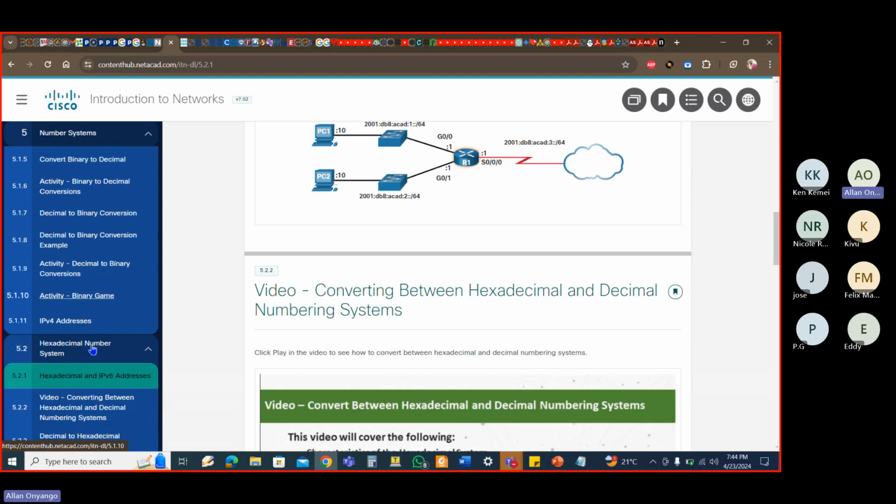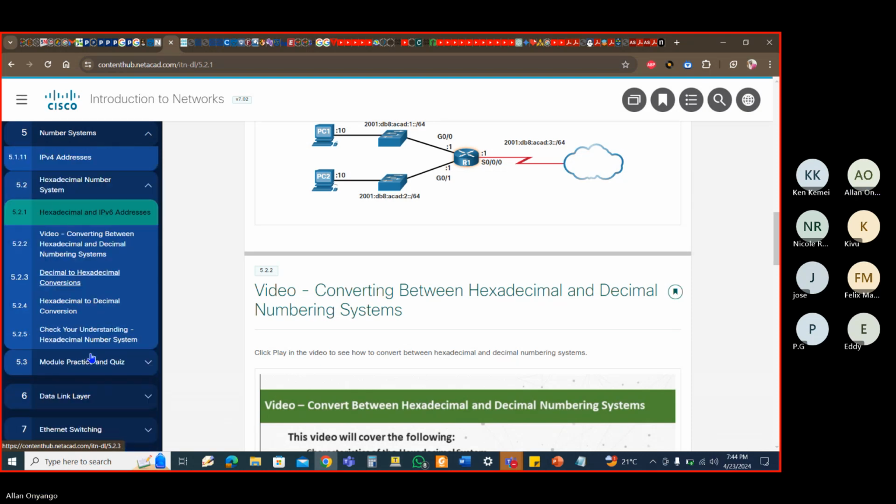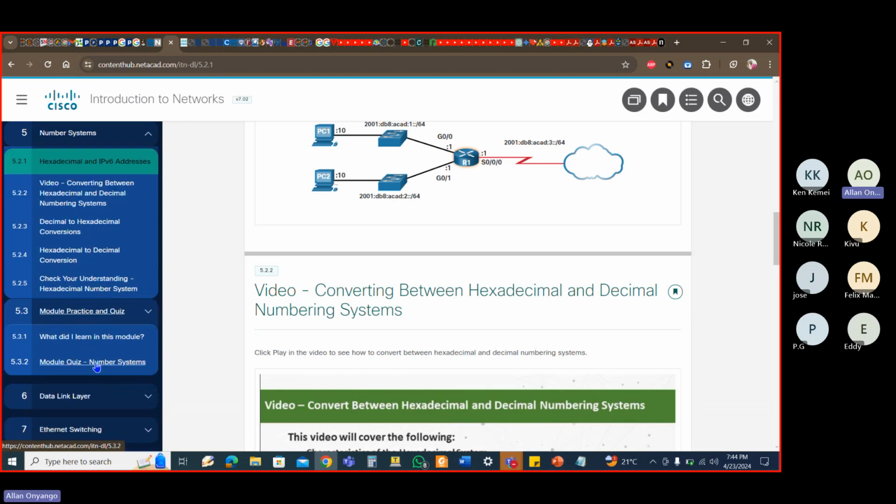The next assignment, guys, is 525. And the very last assignment for today is 532. Others, the binary game on 5110 is a continuous assignment, continuous until you get to chapter 11. Otherwise, I think that marks the end of our studies.